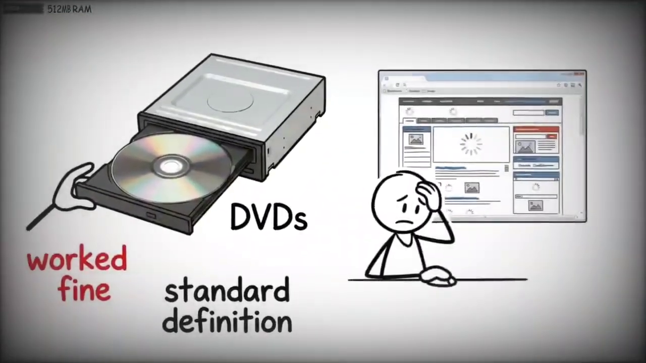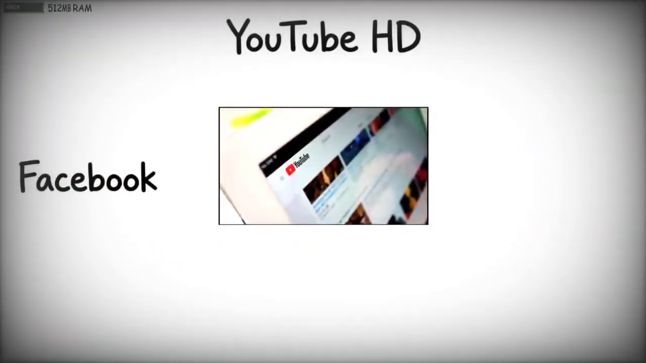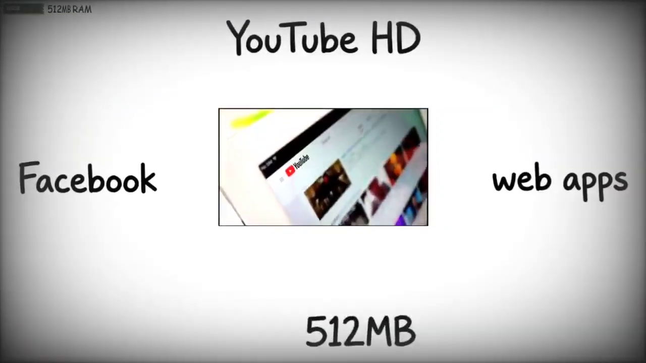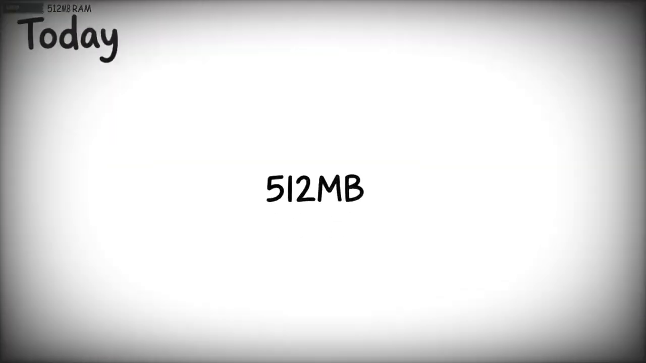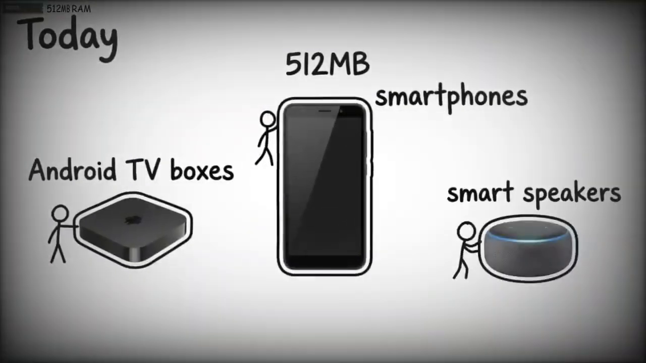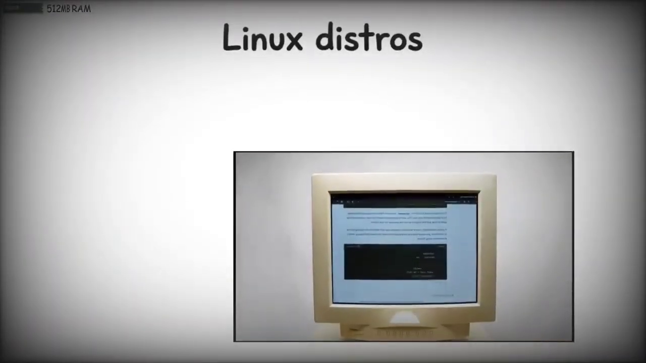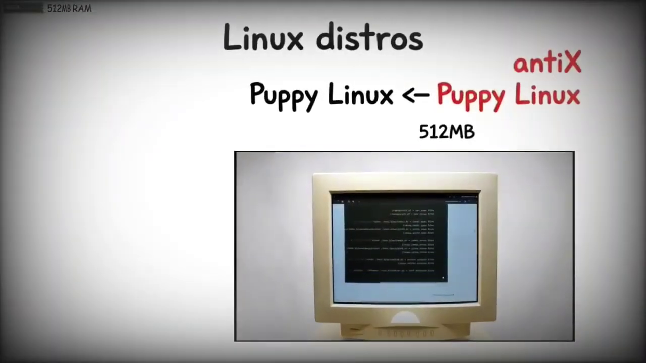The problem started when websites became heavier and tabs began eating more memory. Once Facebook, YouTube HD, and modern web apps appeared, 512 megabytes just couldn't keep up anymore. Today, 512 megabytes is still common inside cheap Android TV boxes, low-end smartphones from emerging markets, smart speakers, and small Linux server setups. Lightweight Linux distros like Puppy Linux or Anti-X can run on 512 megabytes without too much trouble.